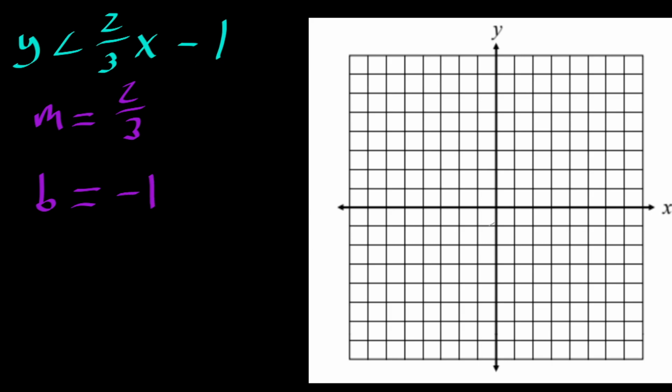So our first point's going to go at -1 on the y-intercept. The second point will be made from going up 2, and then we will go to the right 3. So up 1, 2, to the right 1, 2, 3. And I could make more points if I wanted to. I could make some this way. Doesn't really matter. All right, so now my graph needs to either be, first of all, dotted or solid.